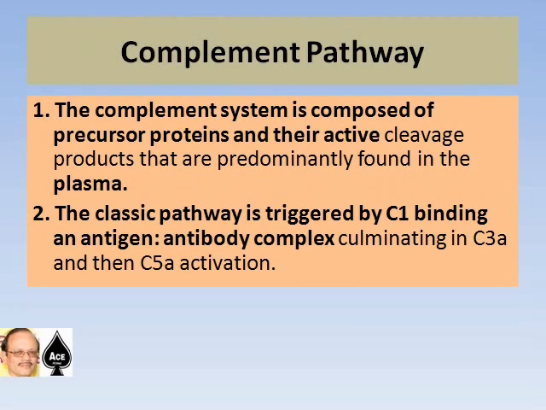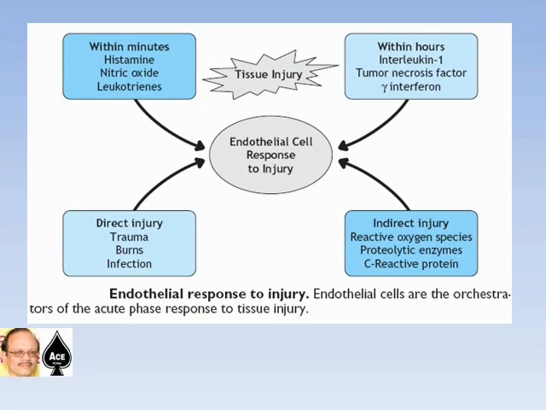Complement pathway. The complement system is composed of precursor proteins and their active cleavage products that are predominantly found in the plasma. The classic pathway is triggered by C1 binding an antigen antibody complex, and it culminates in C3a and then C5a activation.